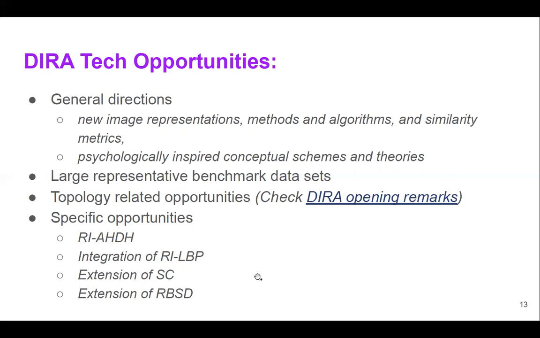Also, we already see the shape context depends on key points, and there are a lot of key points in the diagram images. So we need to improve the computational efficiency of SC in order to use it for DRA tasks. RBSD works better than the SC, but it still has a large space to improve, especially improving the features used in RBSD.